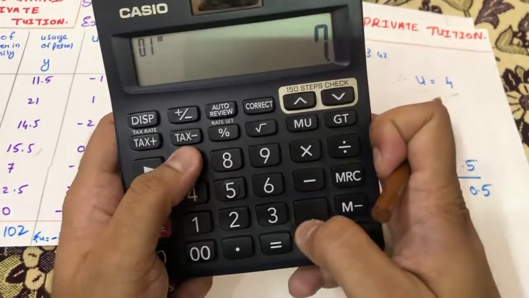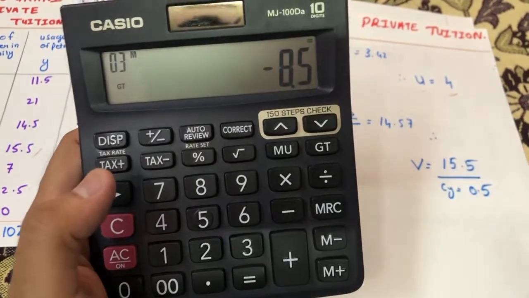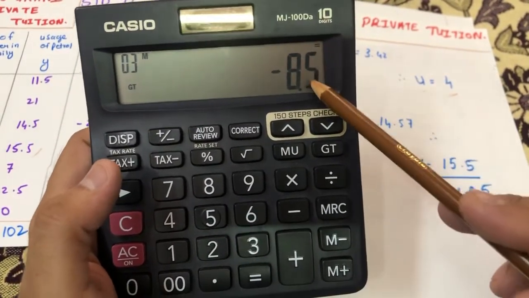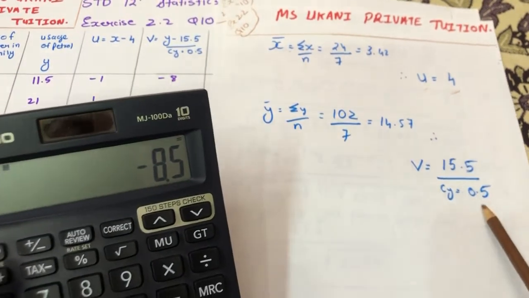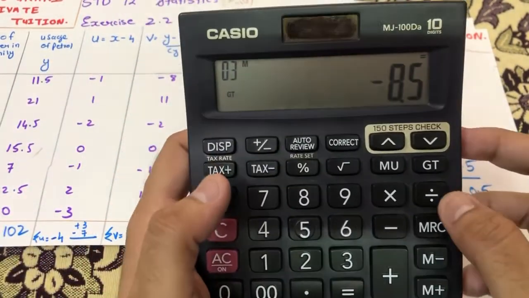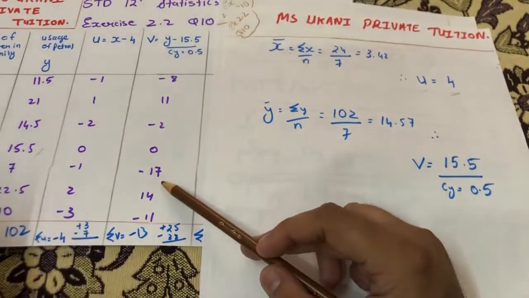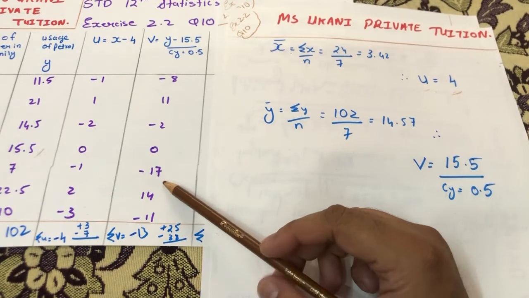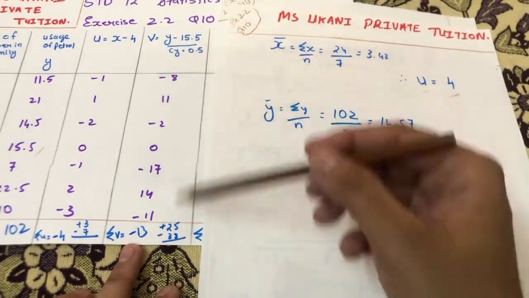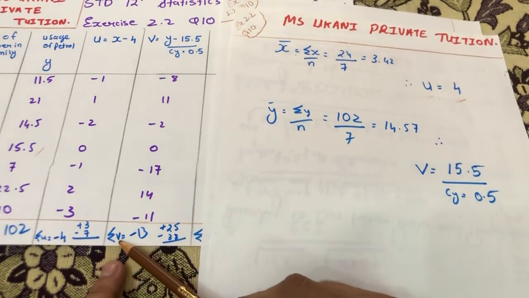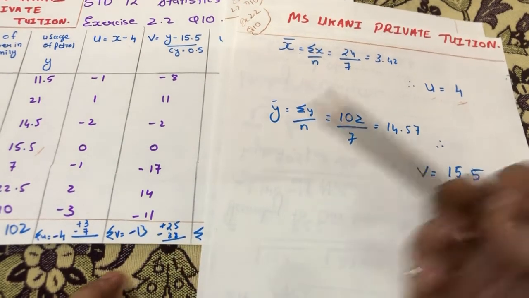See, 7 minus 15.5. Here the answer comes in decimal. That's why we had taken CY as 0.5, to make a number divided by 0.5. So our answer will be minus 17. Okay, so in this way we had calculated the V column, and after adding the V column our answer will be summation V equals minus 13.